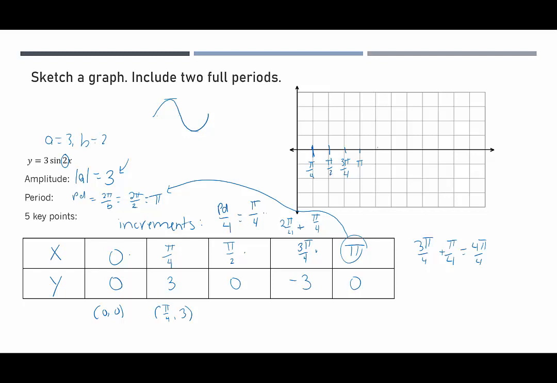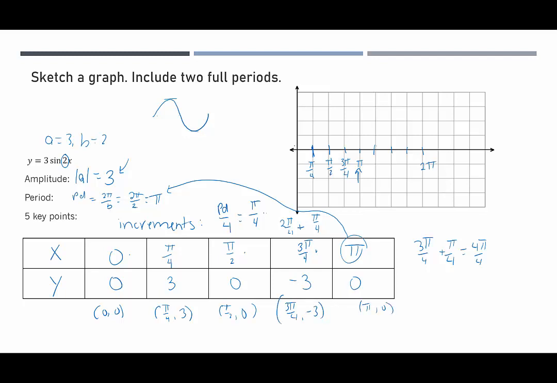And then for a second period, this ends the first period and starts the second period. So that's the starting. Here's going to be our max, back to 0, min, back to 0. So that's going to be the end of the second period, and that's going to end up being 2 pi. Okay, so now we're going to sketch a graph of these. Oh, I didn't finish my ordered pairs. Pi over 2, comma 0, 3 pi over 4, comma negative 3, and pi, comma 0.